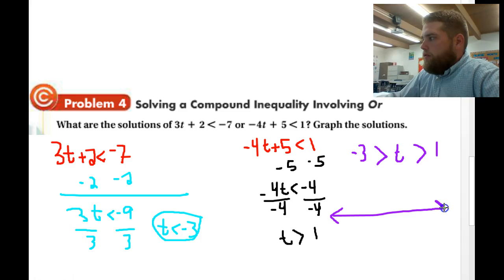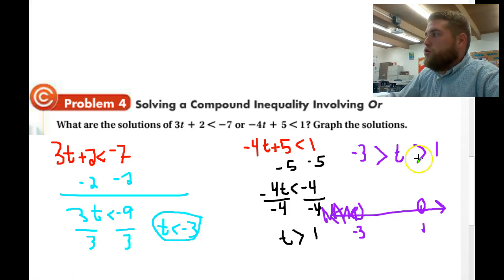So when I graph, okay, we've got -3, and we have 1, open circles on both of them. So t is less than -3. So what are some numbers less than -3? Well, -4, -5, -6, all these numbers this way, okay? But it's also greater than 1, so 2, 3, 4, 5, 6, this. So it's also this way, okay?